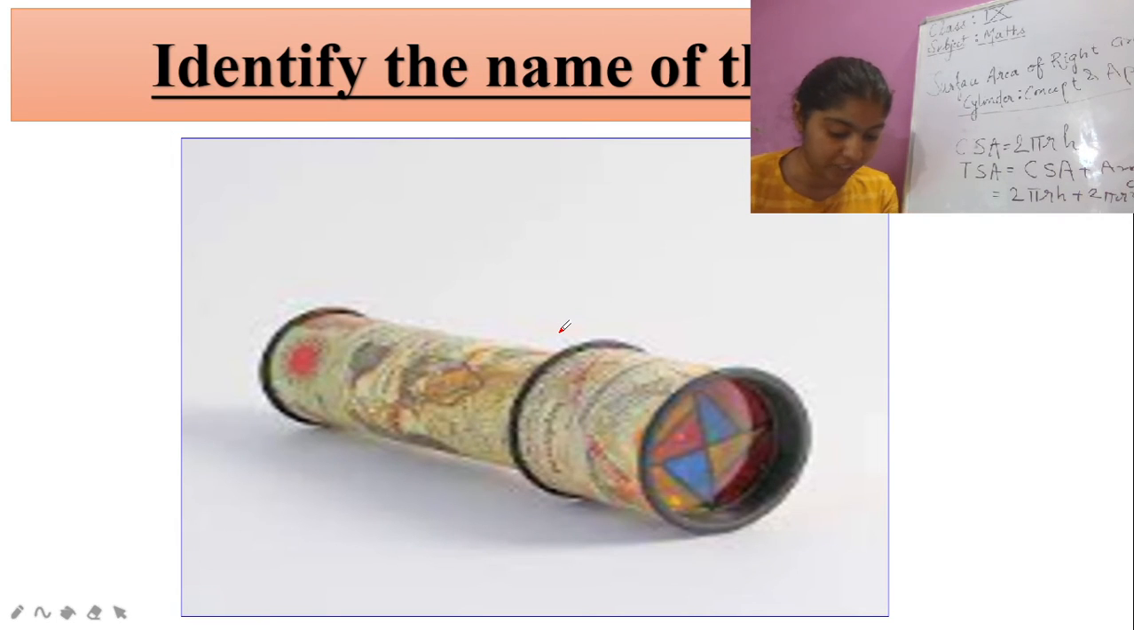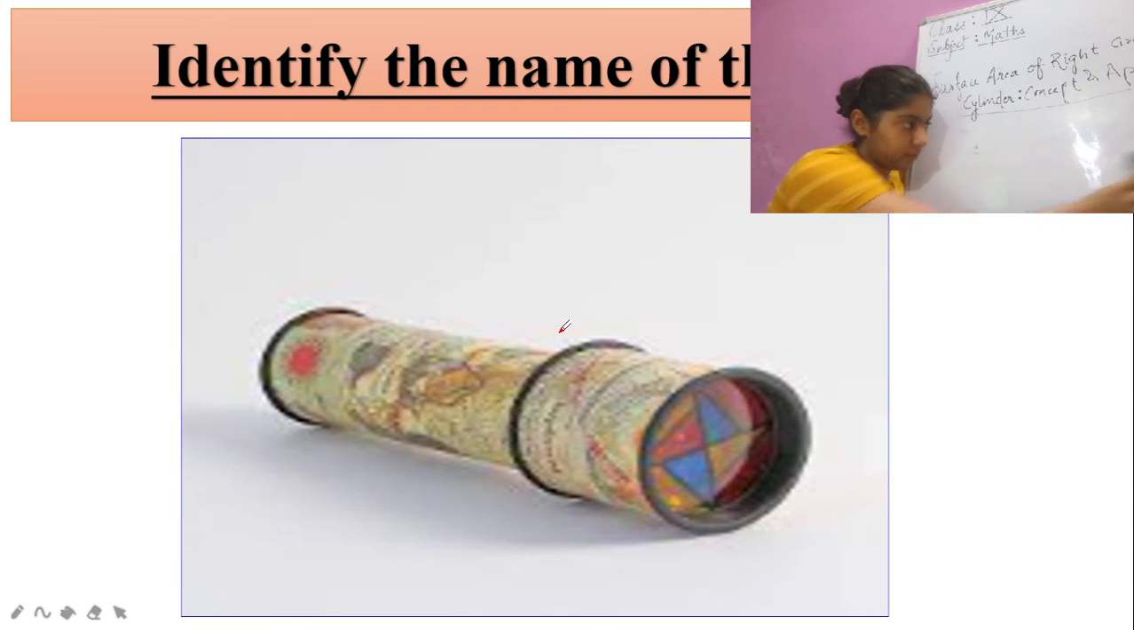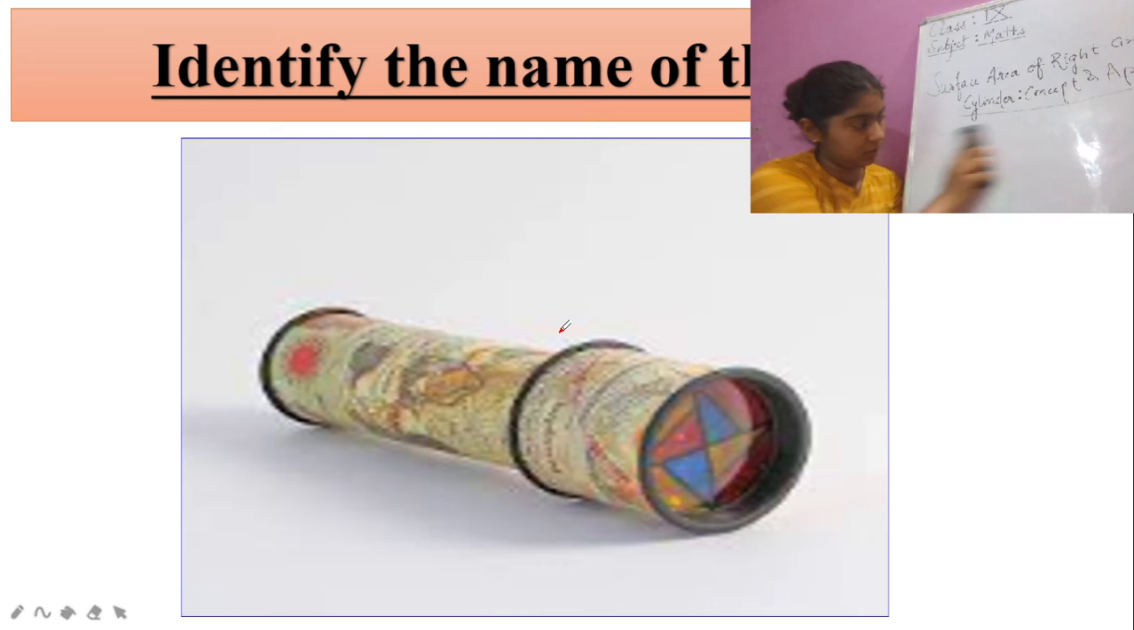You have to identify the name of this image. What do we call such an instrument? Have you seen it? Yes? Okay. So write down your answer in the comment box. There we will check your answer. Yes, very good. This is a kaleidoscope. Very good, students. So let's see. We have a question related to it.